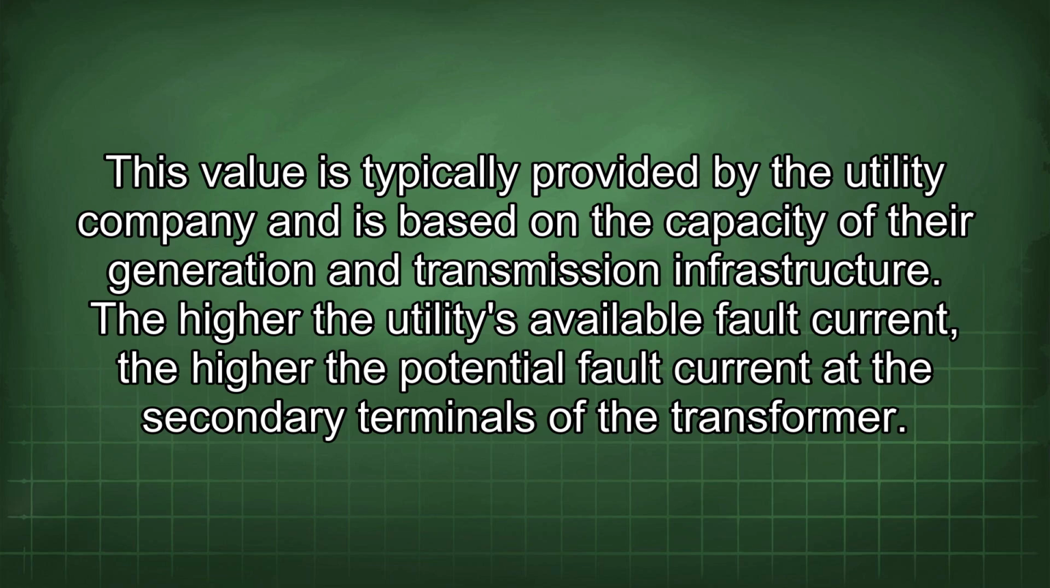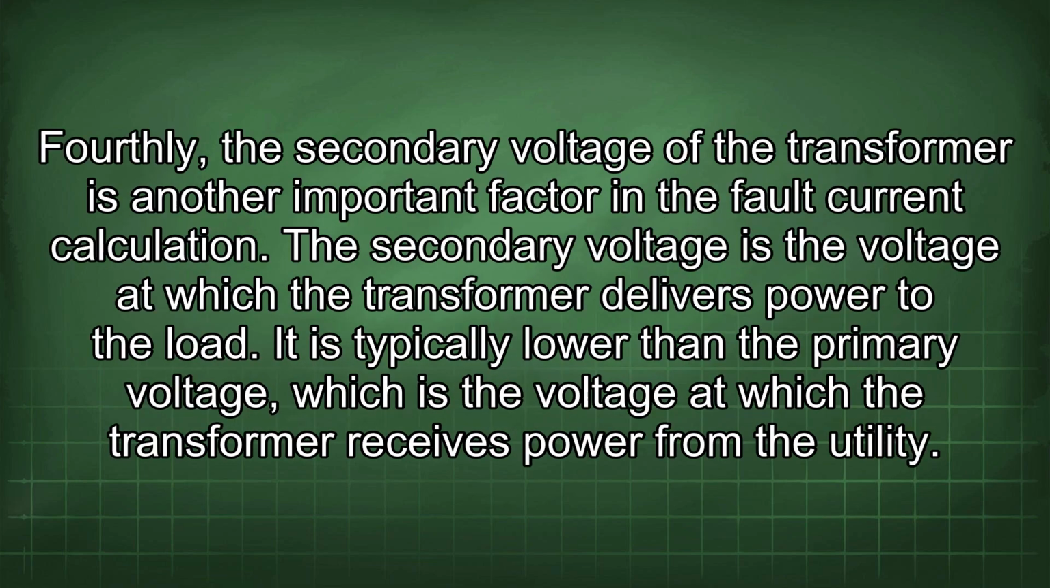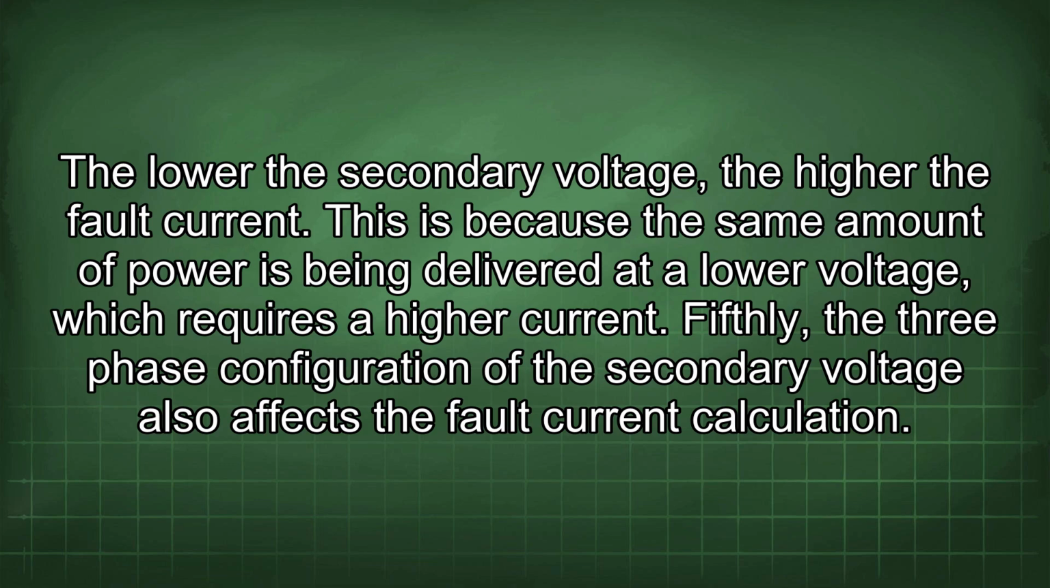Fourthly, the secondary voltage of the transformer is another important factor in the fault current calculation. The secondary voltage is the voltage at which the transformer delivers power to the load. It is typically lower than the primary voltage, which is the voltage at which the transformer receives power from the utility. The lower the secondary voltage, the higher the fault current. This is because the same amount of power is being delivered at a lower voltage, which requires a higher current.